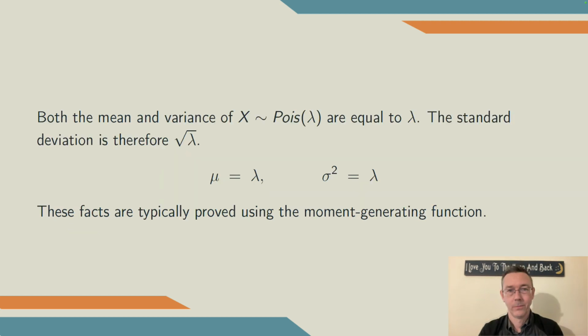Both the expected value and variance of a random variable with a Poisson distribution are just equal to the rate parameter lambda, and therefore the standard deviation, the square root of the variance, is the square root of lambda. And the fact that the mean, the expected value, is equal to lambda justifies the description I used earlier that lambda is the average or expected number of occurrences per unit interval.